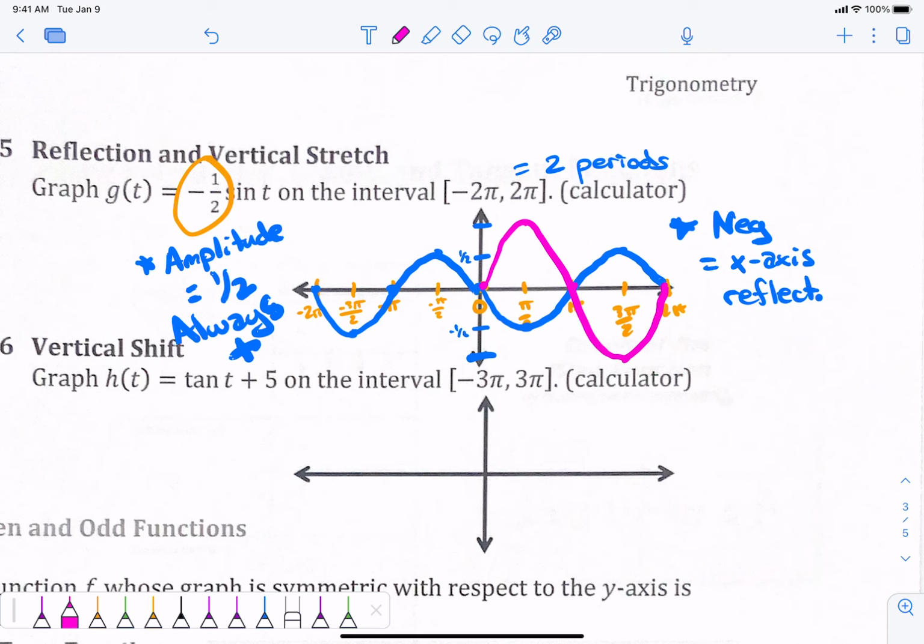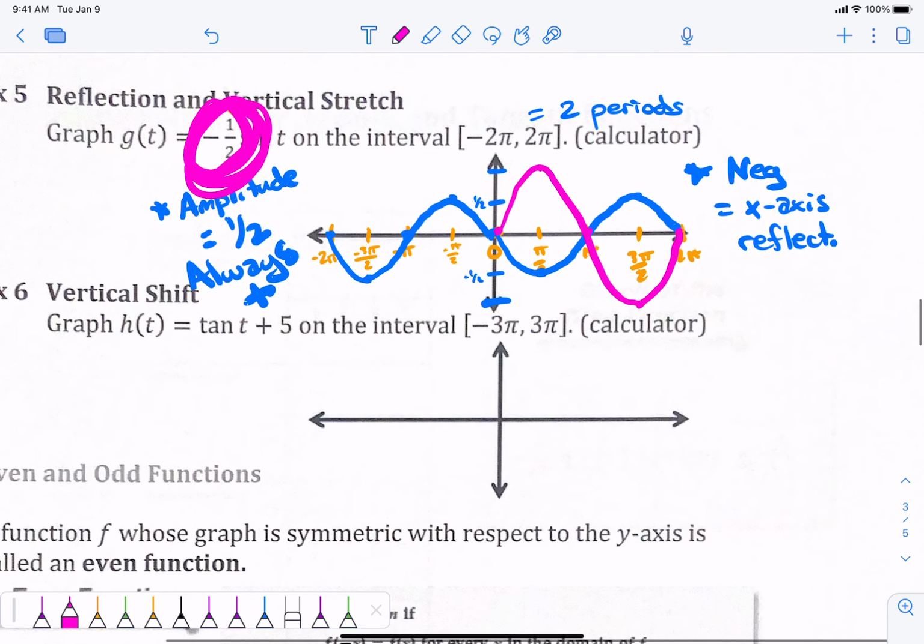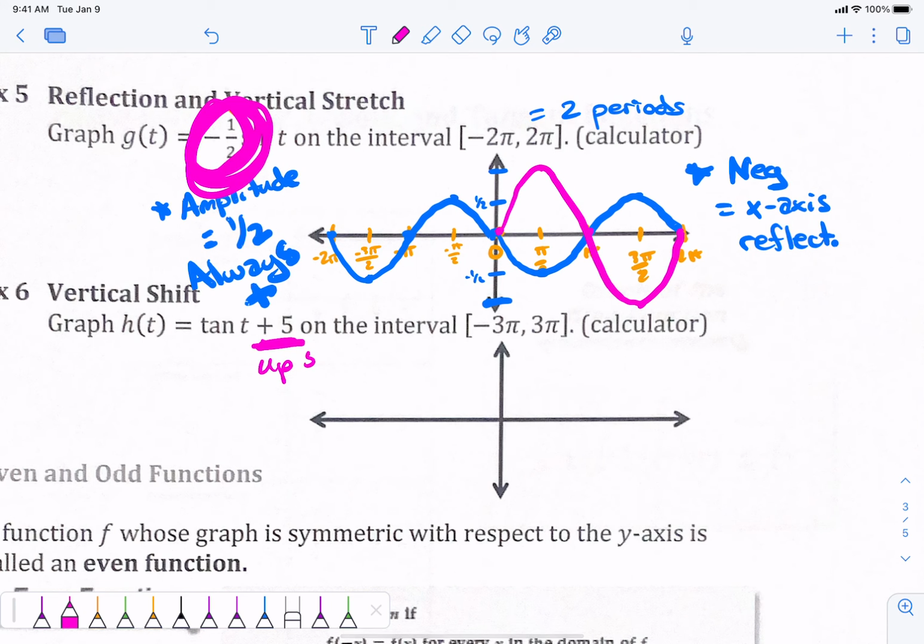All right, the other thing that they will do to you is instead of this number being out in front, like we just did, the -1/2 like that guy, or the 4 like that guy, they'll hide it. What's the +5 doing on the end of here? What's a +5 normally do? It adds 5. Up 5. The +5 on the end, this is just shifting him up 5.